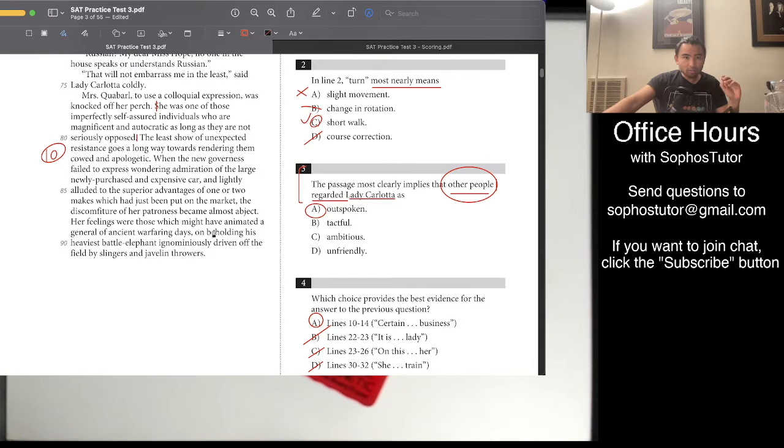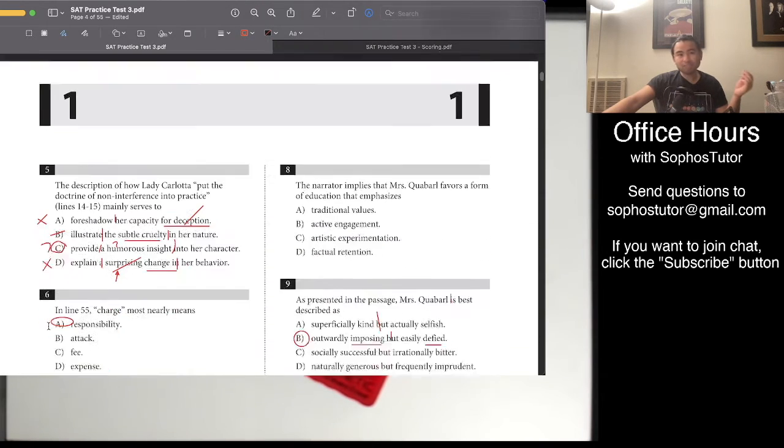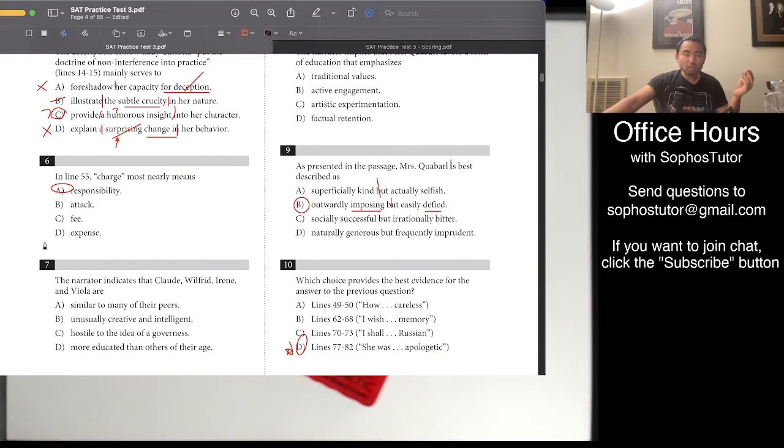Finish this off. Her feelings were those which might have animated a general of ancient warfaring days on beholding his heaviest battle elephant ignominiously driven off the field by slingers and javelin throwers. Okay, I didn't get that, but let's just tackle the rest of the questions here. So now we're going to do the unannotated questions, starting with 7.